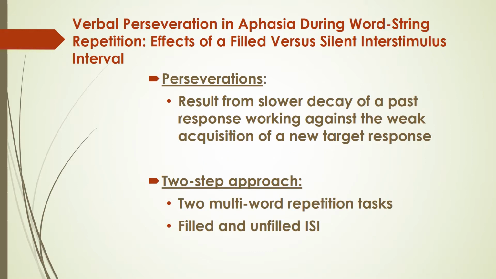My next article was the study by Cohen et al., and they studied whether one of 2 different treatments was more efficacious in halting perseverations in people with aphasia. Basically, their working theory was that people with aphasia would produce more perseverations during a filled interval than a silent interval. And this was all premised on the idea that perseverations are a result of a slower decay of a past response working against the weak acquisition of a new target response.